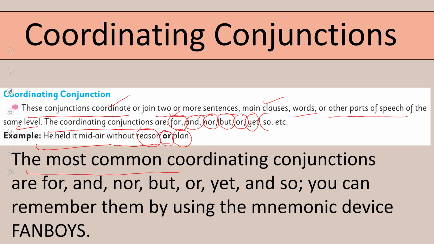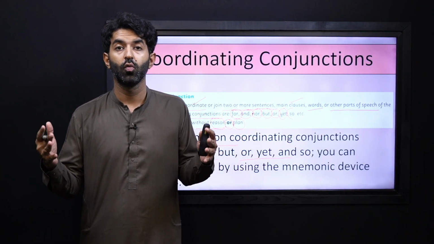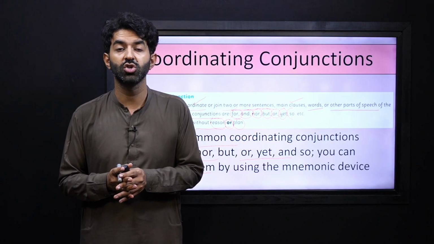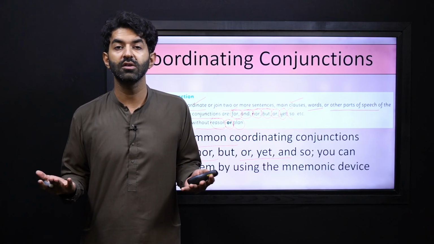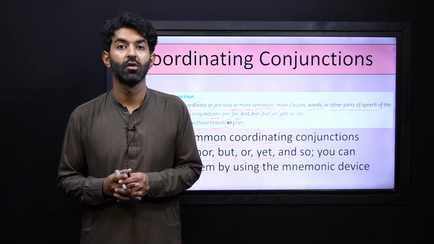The most common coordinating conjunctions, they are for, and, nor, but, or, yet, and so. You can remember and memorize them by using the mnemonic device, FANBOYS. Now, mnemonics are very useful when we want to learn different kinds of things. We take the first words, the initials, and make a word. In this case, FANBOYS will help you memorize the coordinating conjunctions forever.